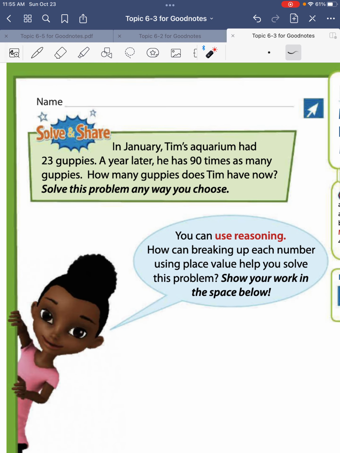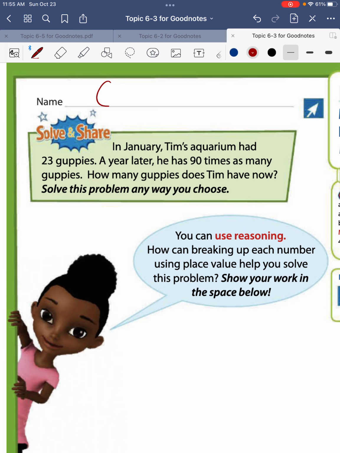It says, in January, Tim's aquarium had 23 guppies. A year later, he has 90 times as many guppies. How many guppies does Tim have now?